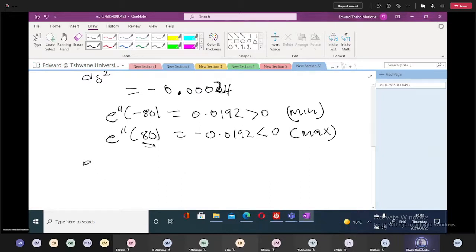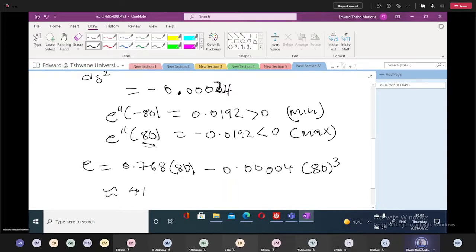We are looking for E. E is equal to 0.768 multiplied by 80 minus 0.00004 multiplied by 80 to the power 3. So our answer here is approximately equal to 41%. So we are going to get a maximum efficiency at E equals 41%.